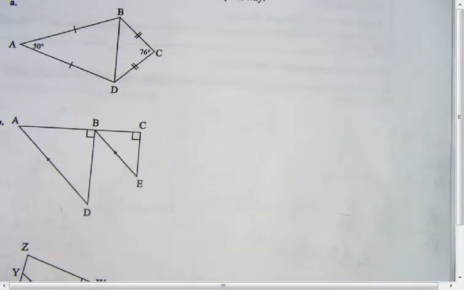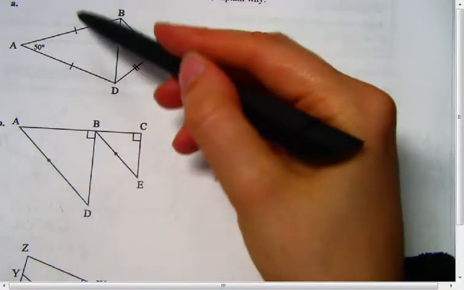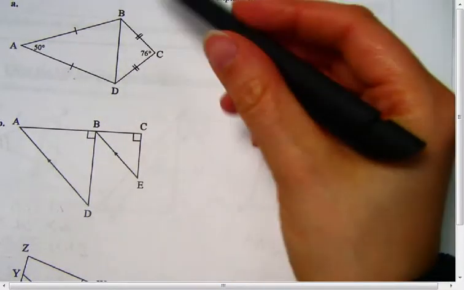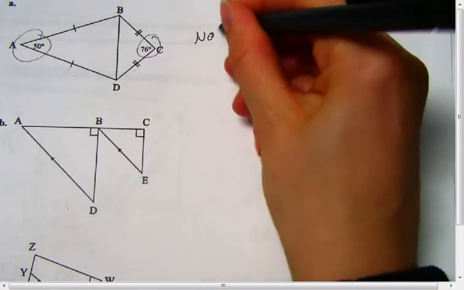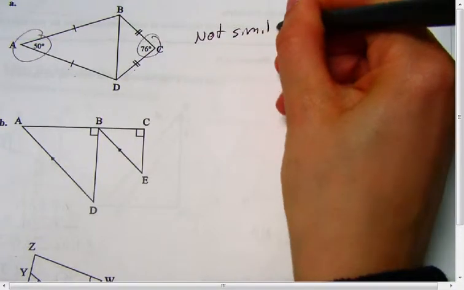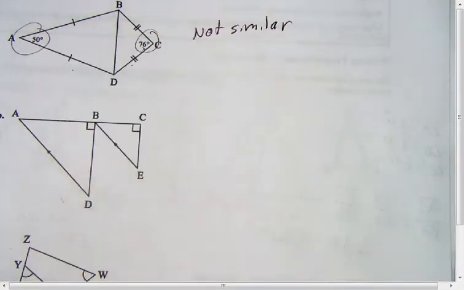Now, we're going to try to see if these are similar and explain why they're similar. So these two sides are equal and these two sides are equal. But then this is 50 and this is 76. Are those going to be similar triangles? Yes or no? No. If those angles were the same, I could probably do it.